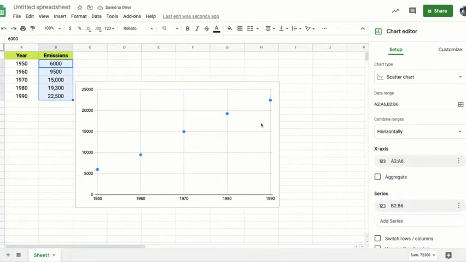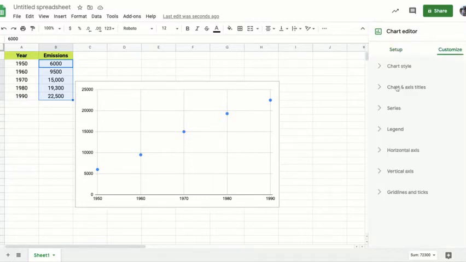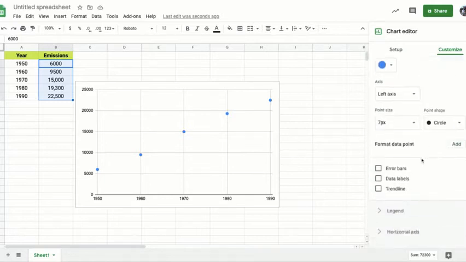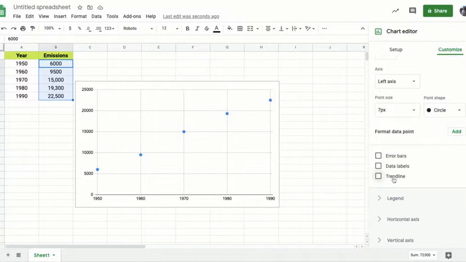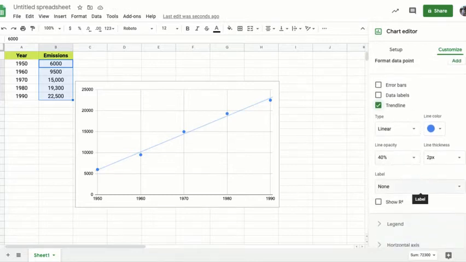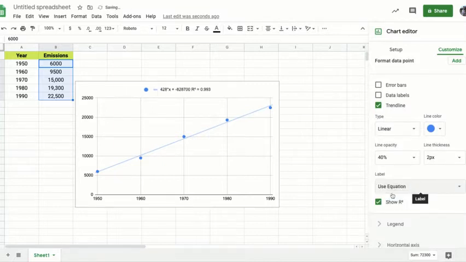All right. Now what we need to do though is we come down, we go over here to customize. So I'm going to click customize. And I want to go to series. Scroll down, and I want to click here trend line. So this will give me a line of best fit. So this gave me the line of best fit. I'm going to scroll down here. I want to show R squared, and then label. I want to use the equation.